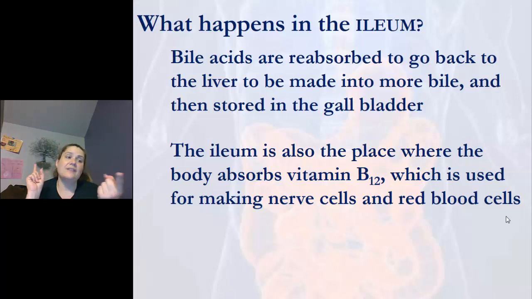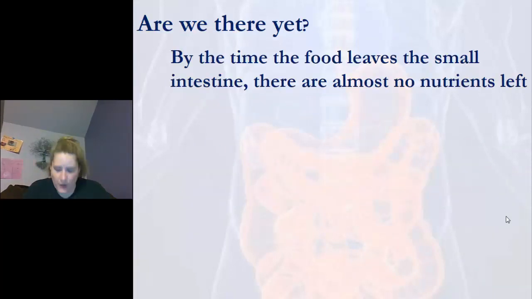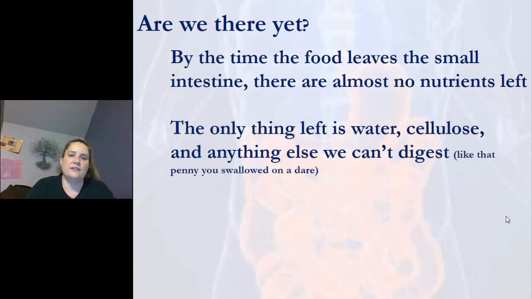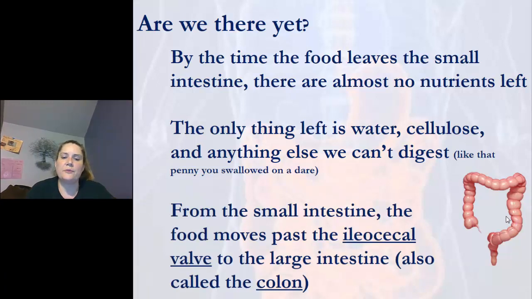Okay, so again, duodenum, digestion, jejunum, absorption, ileum, reabsorption of the bile acids. All right, we're almost there. Okay, so by the time the food leaves the small intestine, there are almost no nutrients left. The only thing that's left is water, cellulose, which we can't digest, and anything else that we can't digest, like when you swallowed a penny on a dare in 3rd grade. So anything your body can't digest is left in there, plus water. And cellulose is one of those things. Cellulose is what we generally refer to as fiber when we talk about it in our food.